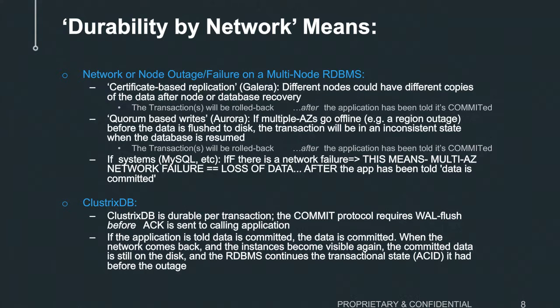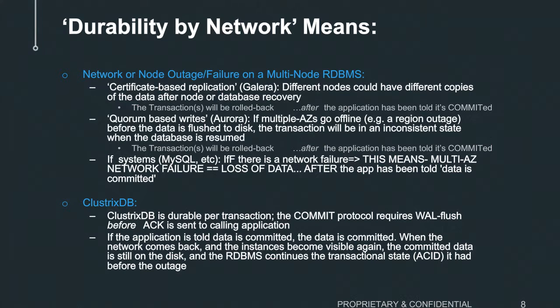With the quorum-based writes in Aurora, if multiple AZs go offline, for example, a region outage, before the data is flushed to disk, the transaction will be in an inconsistent state when the database resumes. The transactions, again, will have to be rolled back, again, after the application has been told it's committed. And again, this is kind of a very big challenge when you have a system that says, I'm supposed to be ACID. So in systems like this, if there's a multi-AZ network failure, this means loss of data after the application has been told data is committed.